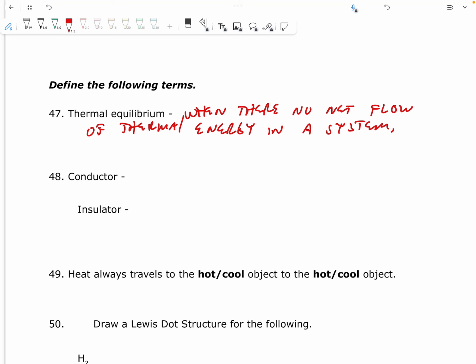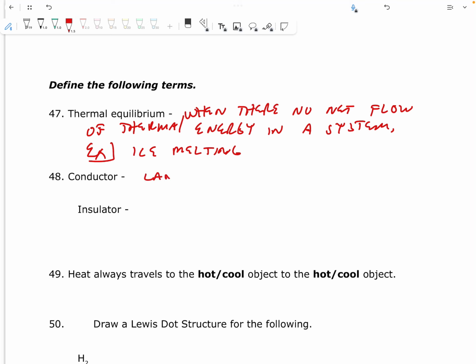So let's just take this example here. When you have ice melting, it's going to continue to melt, and it'll stop melting and the temperature won't change anymore when it's totally melted. Okay, so that's an example of thermal equilibrium. The temperature of the air and the temperature of the melted ice, the water, is the same.